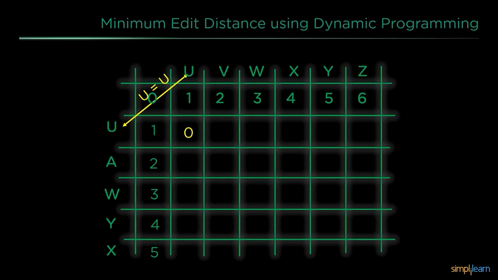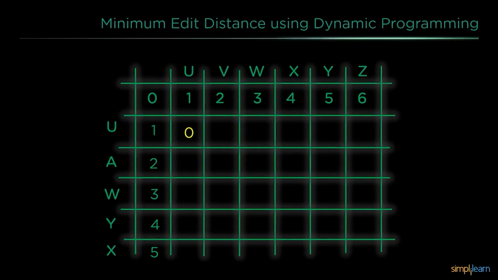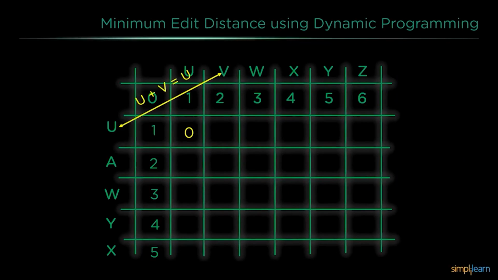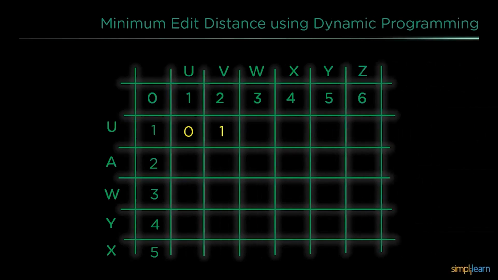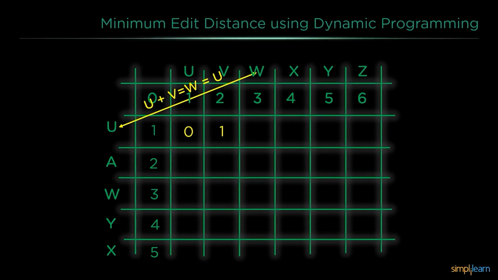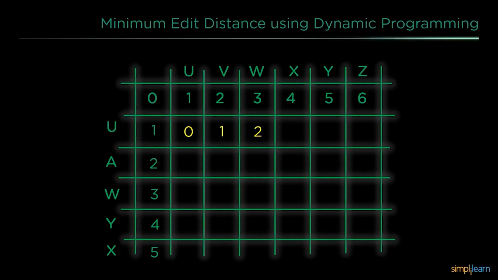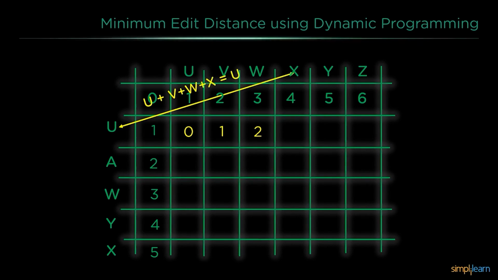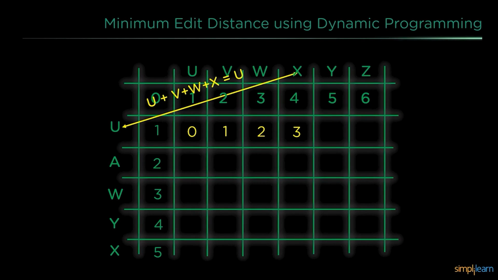So we have 0. Now, string 1 has 2 characters, U and V, and string 2's first character is U. So it will take only one operation to convert from this to that. Next, we have U, V and W in string 1 and U in another string. Converting them will require 2 operations. With U, V, W and X in string 1 and U in string 2, it would take 3 operations to convert.